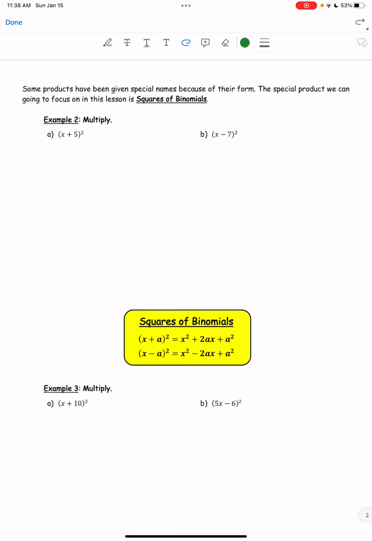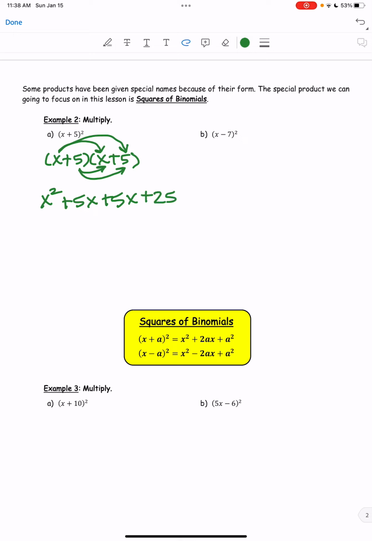If I have x plus 5 quantity squared, that is the same thing as x plus 5 times x plus 5. Well, this is what we just did. Now we're going to FOIL these. So my first is x times x to give me x squared. My outer is x times 5 to give me plus 5x. Okay, I've distributed the x, now let's distribute the 5. And we're going to do my inner, which is 5 times x, and my last, 5 times 5. Combine your like terms. And we have x squared plus 10x plus 25.